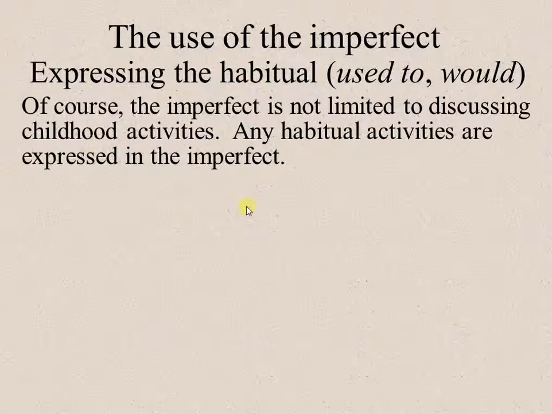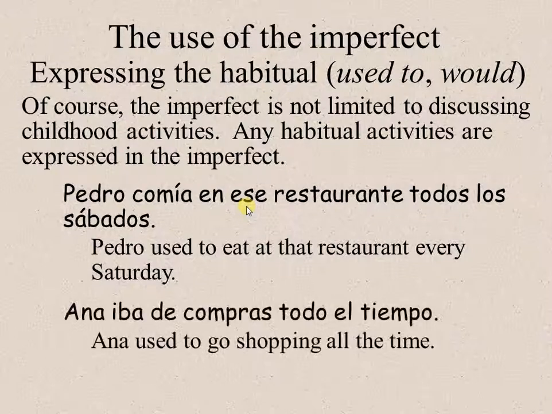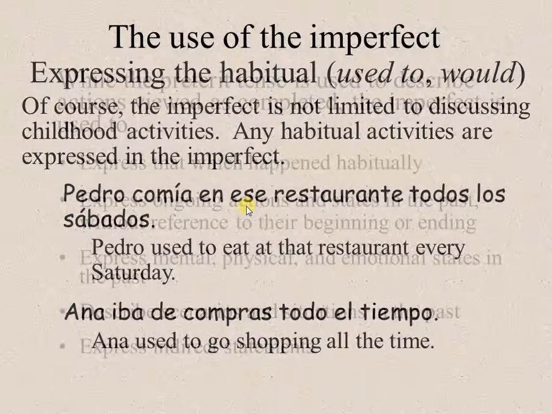Of course, the imperfect is not limited to discussing childhood activities. Any habitual activities are expressed in the imperfect. Pedro comía en ese restaurante todos los sábados. So probably he doesn't do that anymore, but he used to do that. Ana iba de compras todo el tiempo. It's something that she used to do, but maybe now she doesn't anymore.